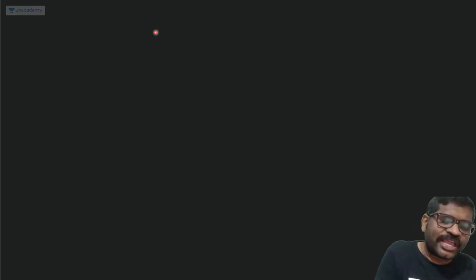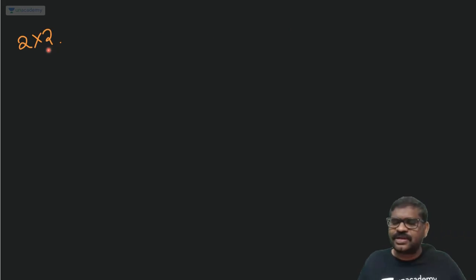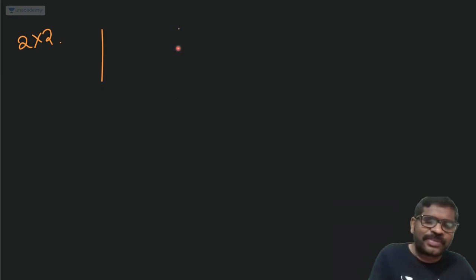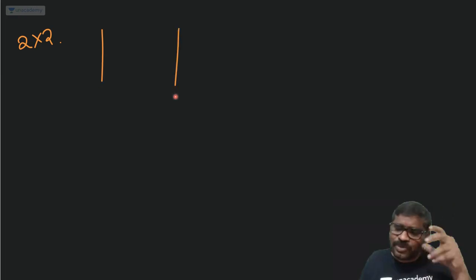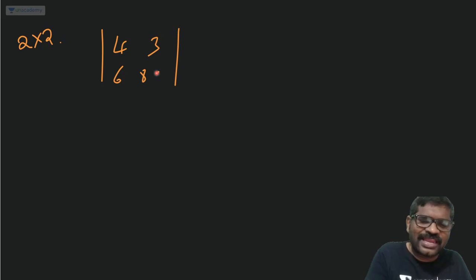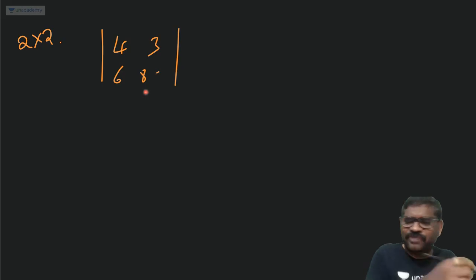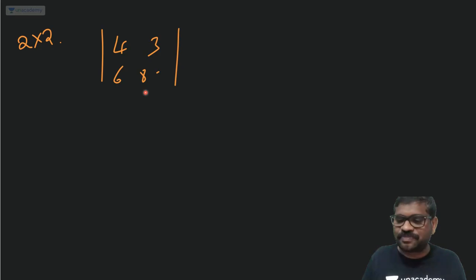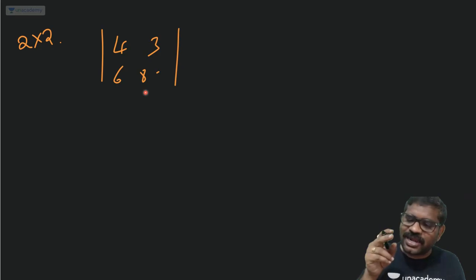Suppose you take a 2 cross 2 matrix. Don't take numbers. Generally, if you take numbers, we are tempted to do simplification. Suppose 4, 3, 6, 8. What will you do? 8 times 4 is 32, 32 minus 18. You will get one number. That is not the process. You have to write the determinant in unsimplified form.